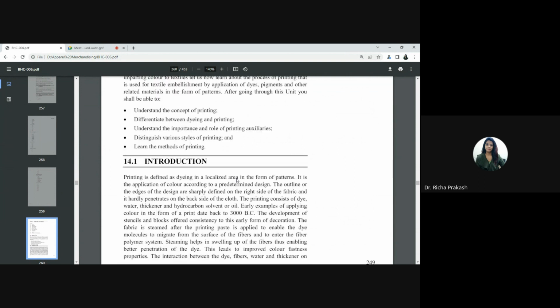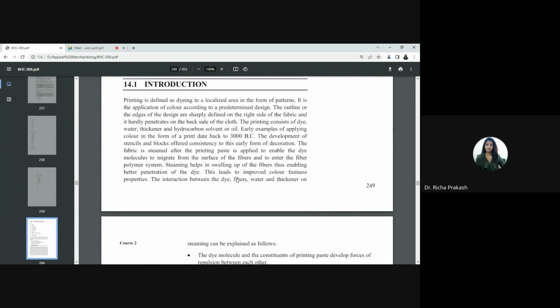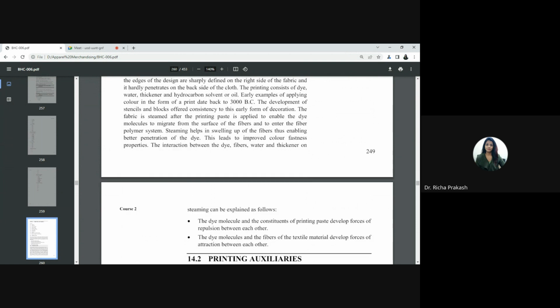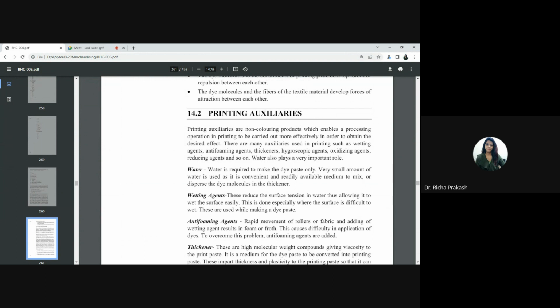So printing is something that happens when a particular color is put on the top surface of the fabric. It doesn't penetrate inside the fibers, it remains on the surface of any fabric, any given garment or textile or anything, and it gives a design pattern. So that's your printing.